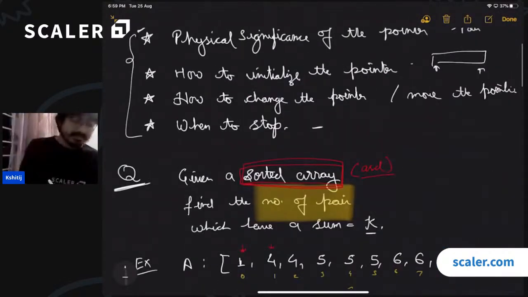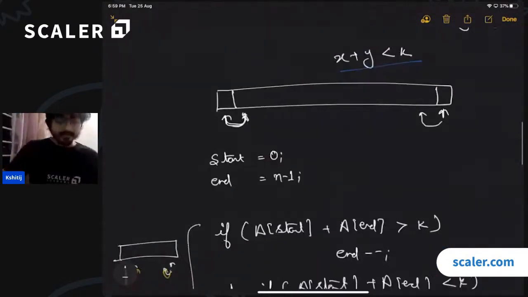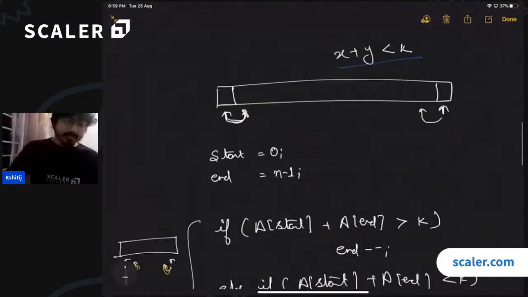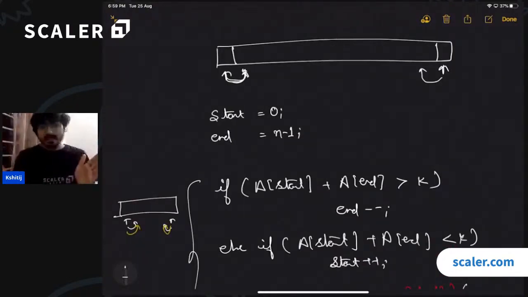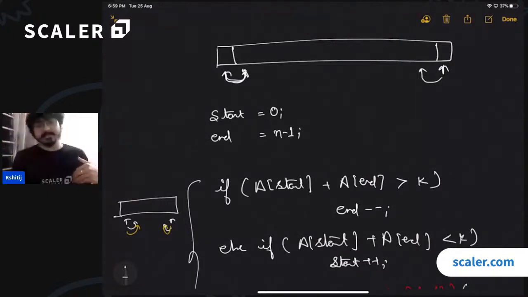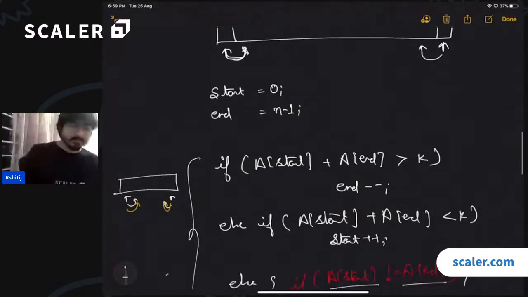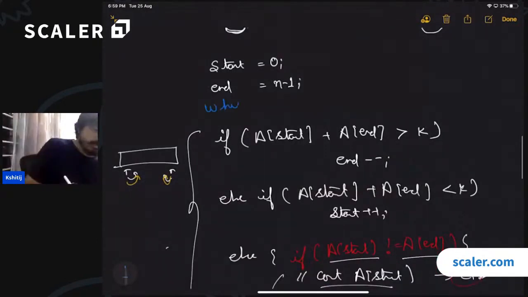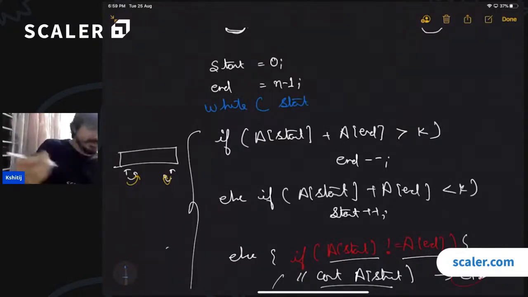Now the last condition is when to stop. We have already seen that we can stop if your start pointer becomes greater than the end pointer. So you can write the base case here, that you have to do all these things while your start pointer is less than the end pointer.